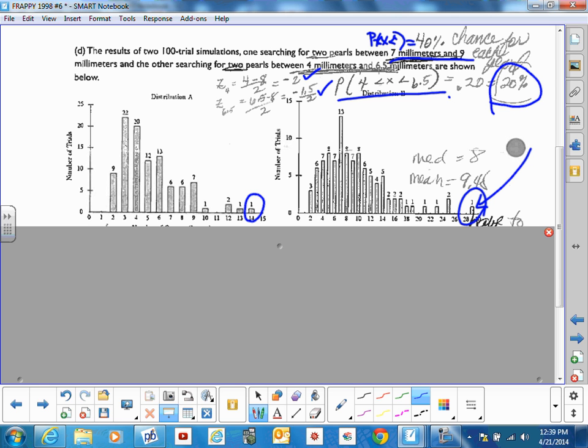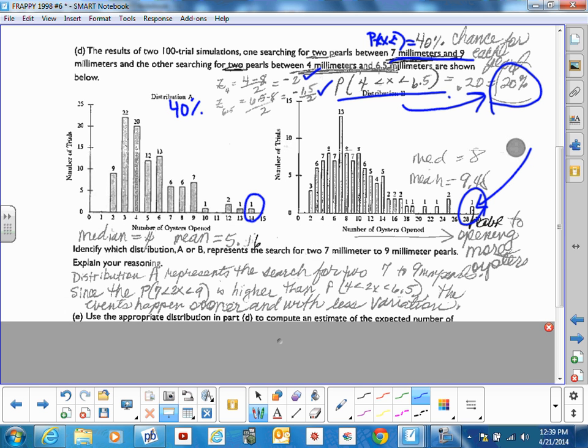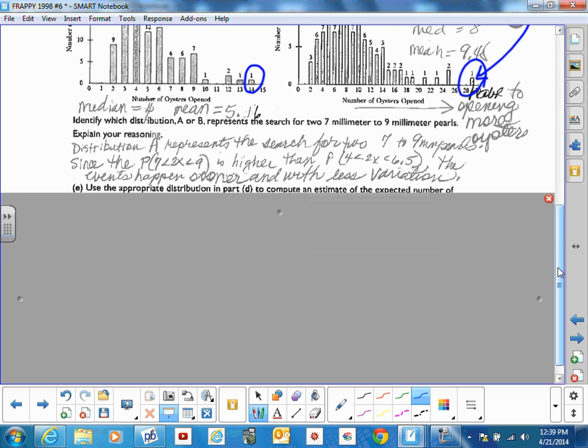So, which one of these is going to be the one with the smaller probability? Good. Distribution B is the one with the smaller probability. Distribution A is the one with the larger probability. So the question is, which one is 7 to 9? That's the 40%. So distribution A represents the search for two 7 to 9 millimeter pearls, since the probability is higher for that 7 to 9 than the probability for this between 4 and 6.5. The events happen sooner and with less variability.